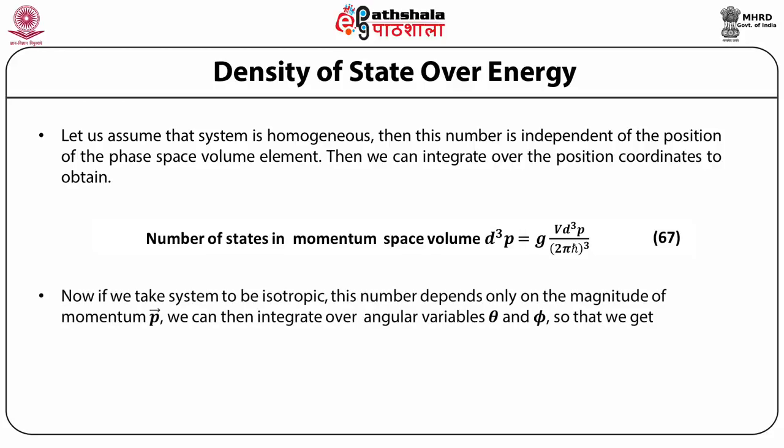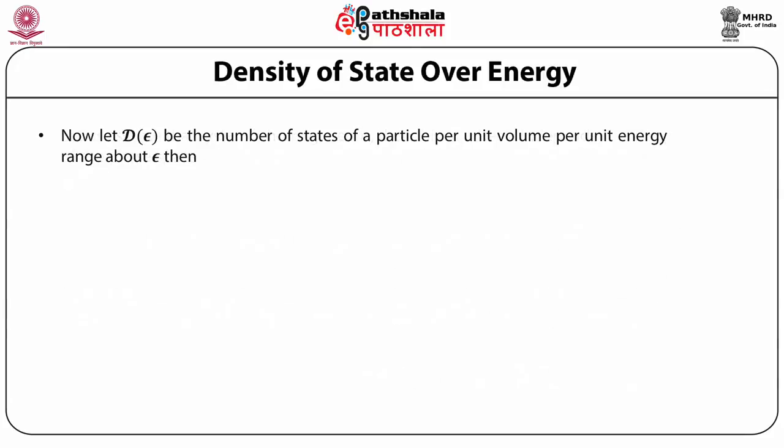Now if we take the system to be isotropic, this number depends only on the magnitude of momentum p. We can then integrate over the angular variables theta and phi so that we get the number of states between p and p plus dp equal to g times 4 pi V p squared dp divided by (2 pi h bar) whole cube. Now let the density of states over energy be the number of states of a particle per unit volume per unit energy range about epsilon.